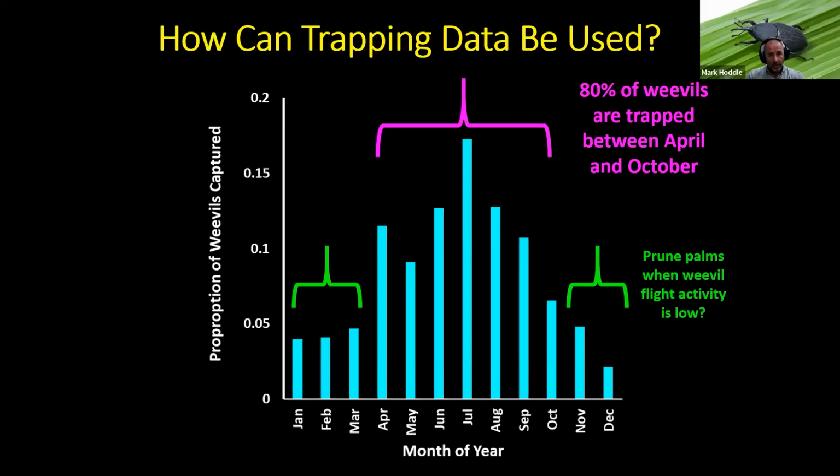A lot of these Canary Island date palms are pruned so they look like pineapples at the top. If you're going to do any sort of activity that's going to damage the palm, which releases plant volatiles because you're damaging the palm through this cutting activity, you probably want to consider doing your pruning activity maybe between December and March when flight activity is low. Don't do it during the middle of summer when flight activity is high. The weevils will smell those cut odors and they will be attracted to those palm trees.